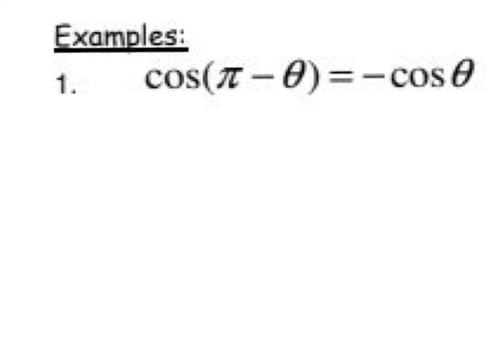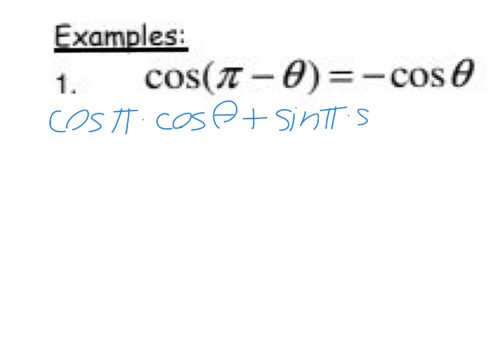So first things first, we're going to apply our sum and differences of cosines to this, such that the left side will become the cosine of pi times the cosine of theta, plus, because we're going to swap the sign for the sum and differences of cosine equation, the sine of pi times the sine of theta. We're saying that's going to equal negative cosine of theta.